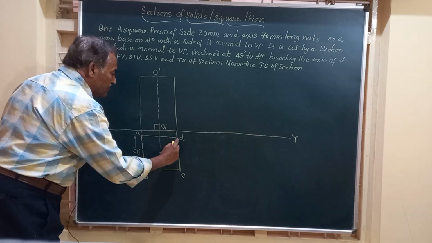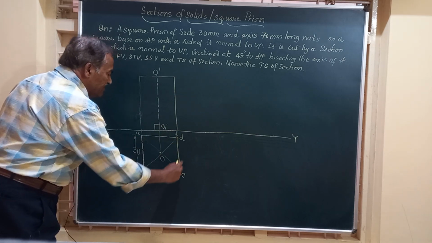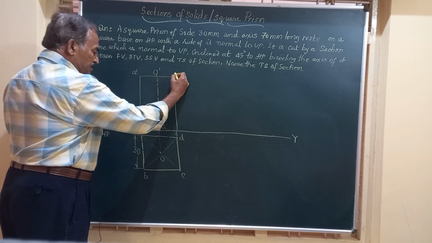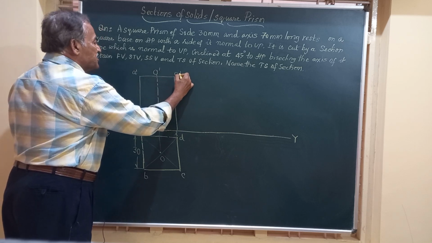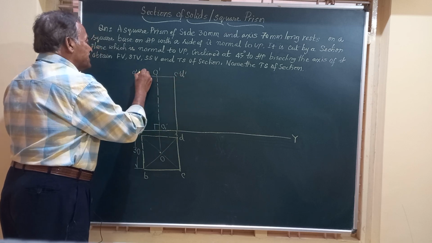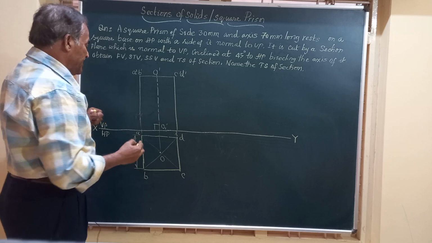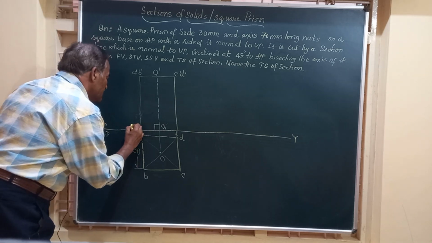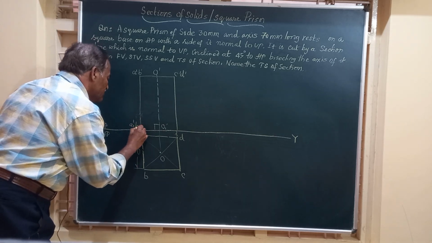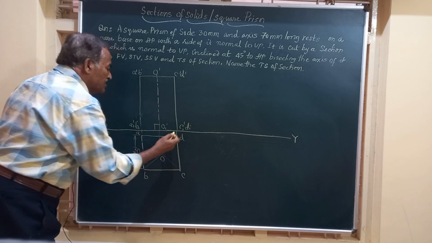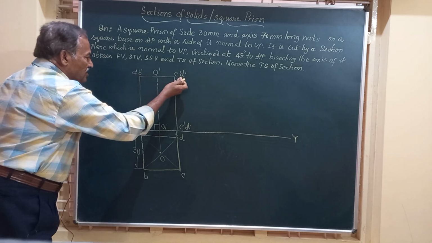So in the top face, I just marked A, B, C, D. So you will get here A dash. This is C dash, D dash. This is B dash. So A dash, B dash, C dash, D dash represents the top face. Similarly for the bottom, it is going to be A1 dash, B1 dash, C1 dash, D1 dash. That is the bottom face.